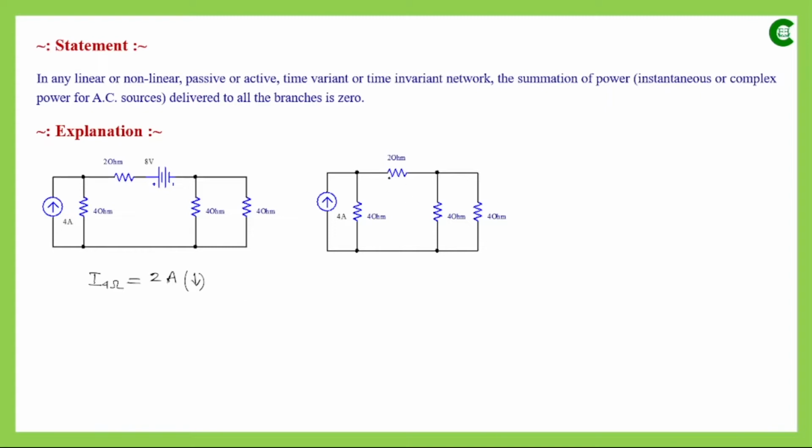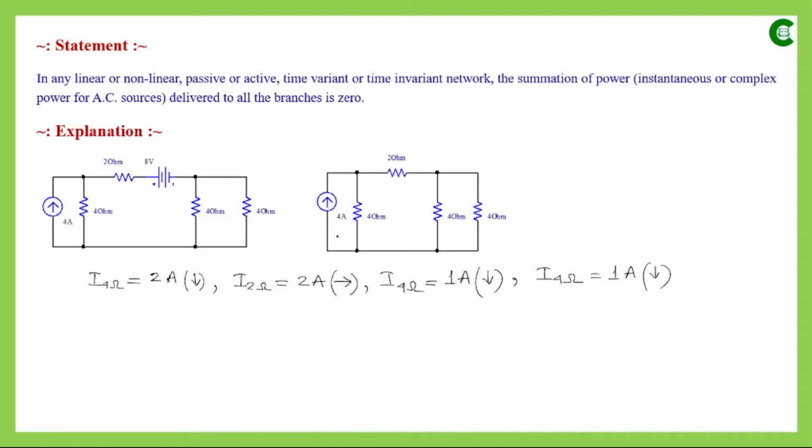Now the current through this 2 ohm resistor, because of this current source, will be 2 ampere and that will flow from left to right. Current through this 4 ohm resistor will be 1 ampere and that will flow in downward direction. And current through this other 4 ohm resistor will be 1 ampere and that will also flow downwards. These are the current values flowing through all these resistors or passive elements, and the current value for this current source is already given.